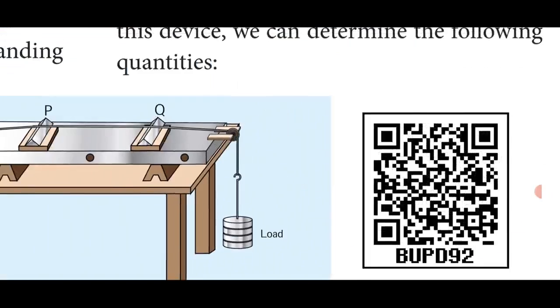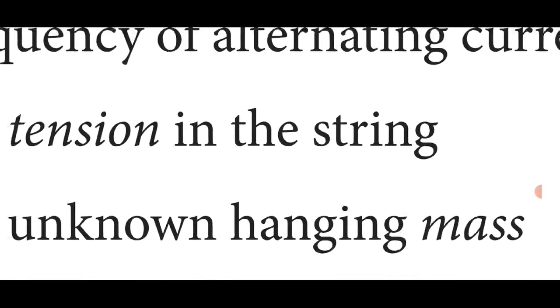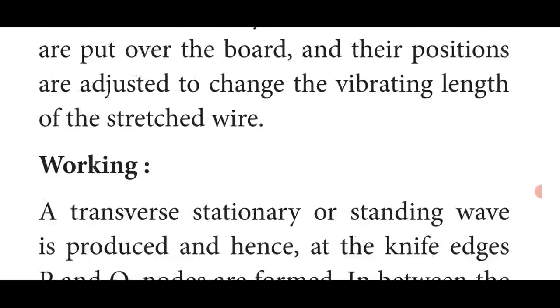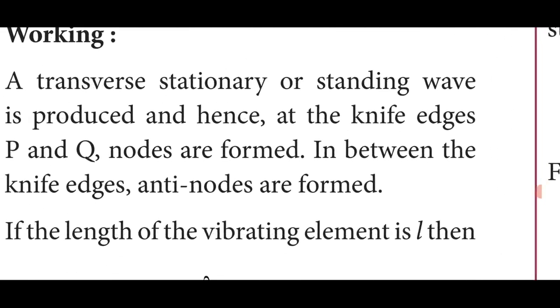So these are the adjustable nodes P and Q. These two are adjustable nodes. This will give different adjustments for the string, and that is given here. If you are adjusting them, that will be changing the vibrating length of the stretched wire. So what is the working of it?